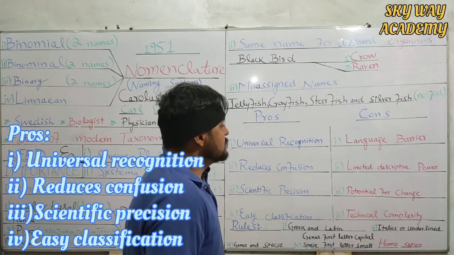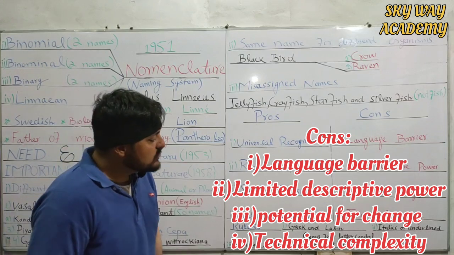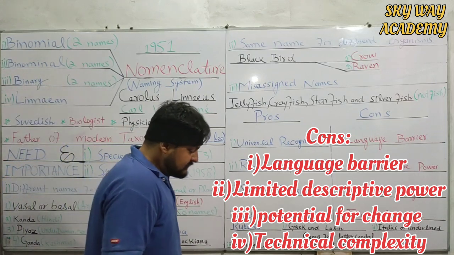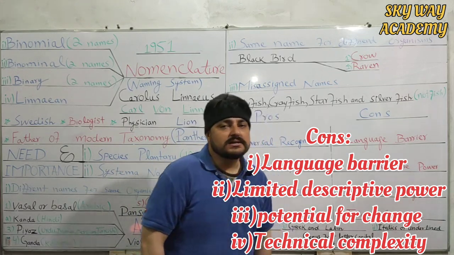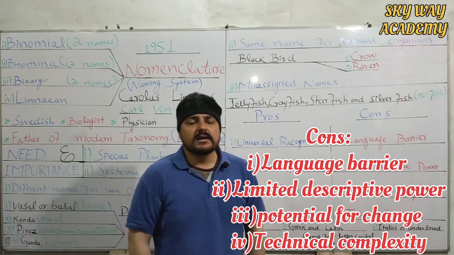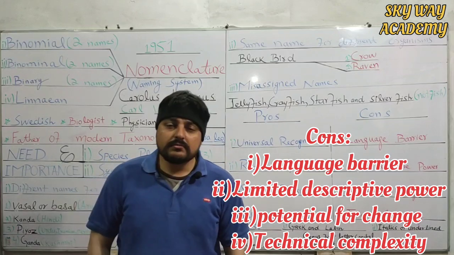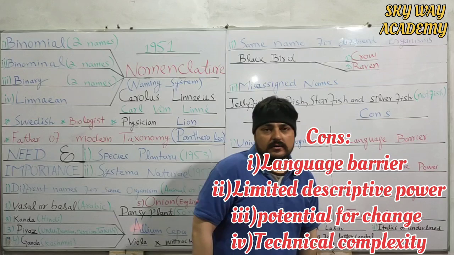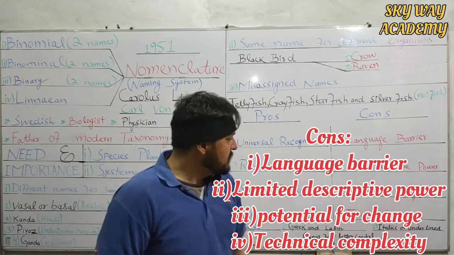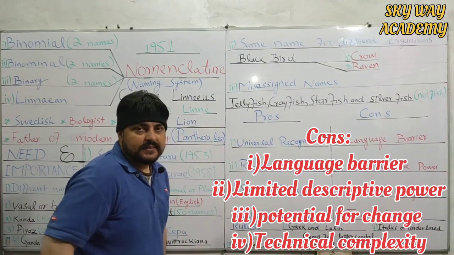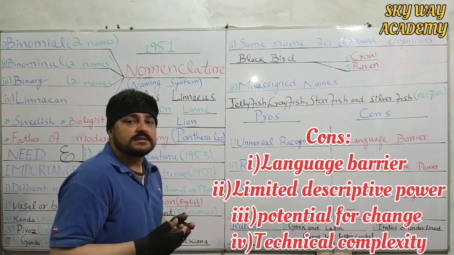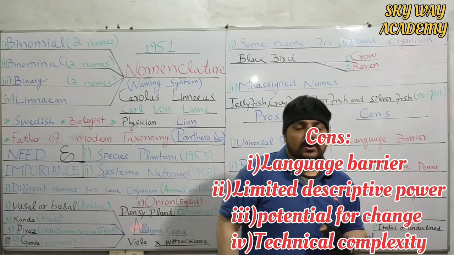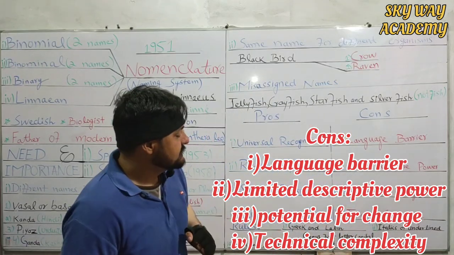Now let's discuss its cons. The first is the language barrier. All the names of these organisms should be from Latin and Greek, so Latin and Greek names could be hard to memorize and pronounce. The second reason is limited descriptive power. These two-part names cannot summarize all the characteristics of an organism. That is a drawback of this system.